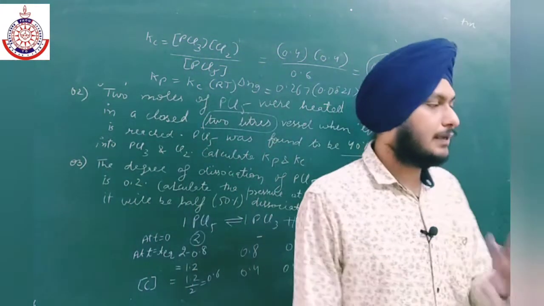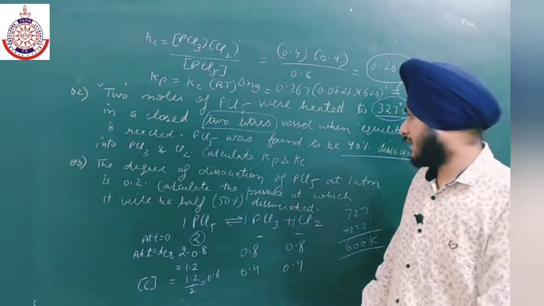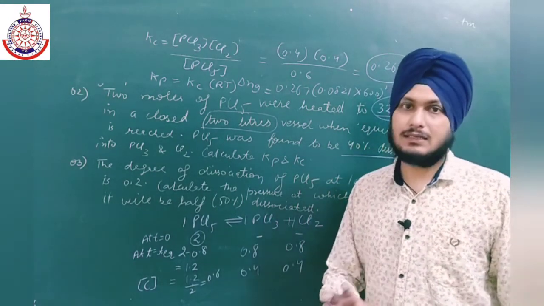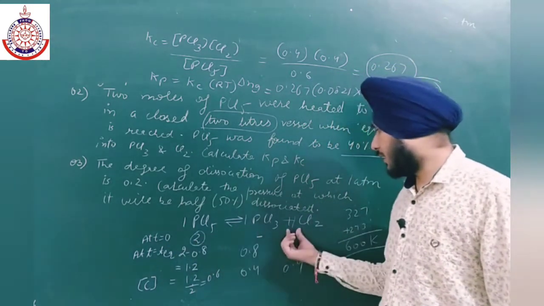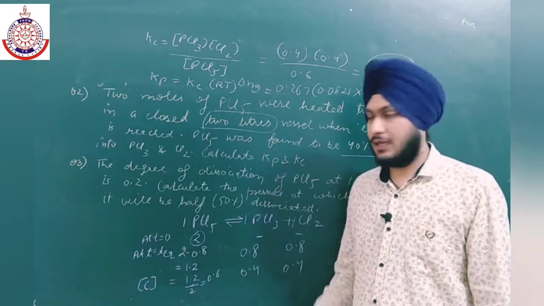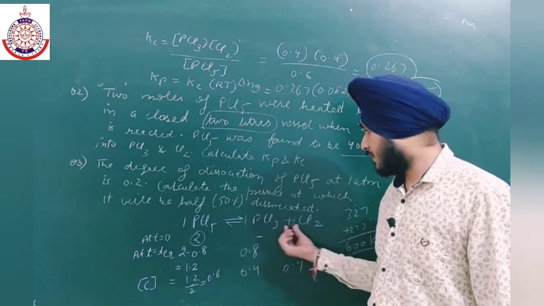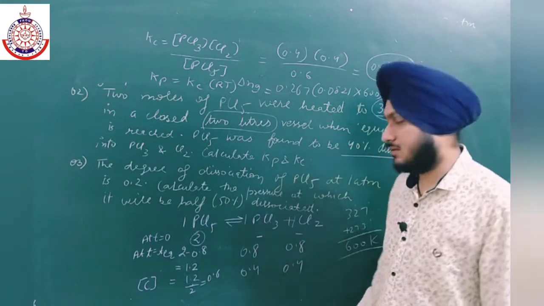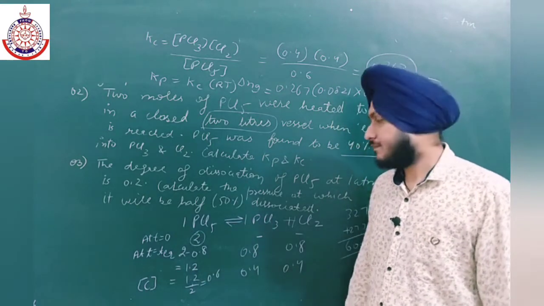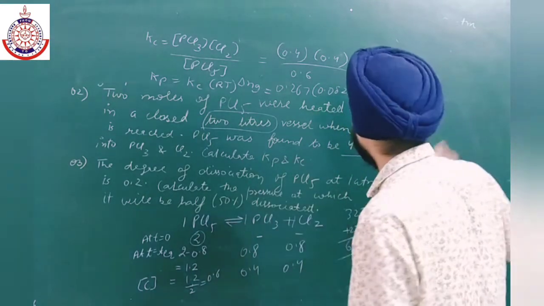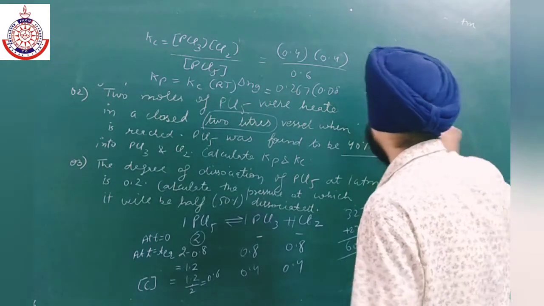So simply we have to check. Firstly, the main thing is to check the molar ratio first. Here the students will make mistakes. The students make the most mistakes here. So this is the second numerical.